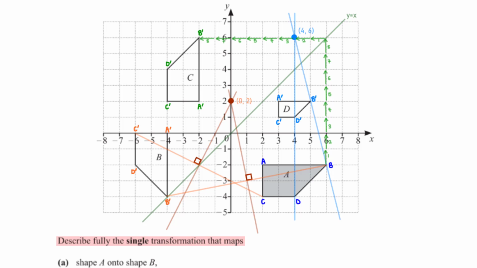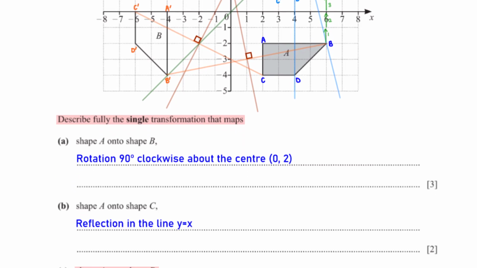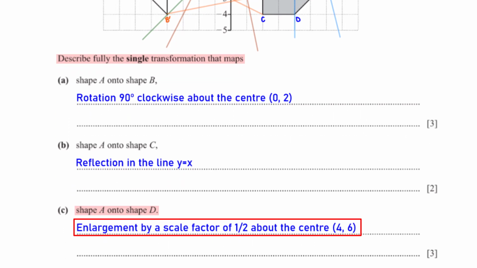Now we need to find the center of enlargement. To get the center of enlargement, we connect at least two corresponding points on both shapes and find their intersection points. When we do this, we get the center of enlargement to be 4, 6. And so the full description for the transformation would be enlargement by a scale factor of half about the center 4, 6.